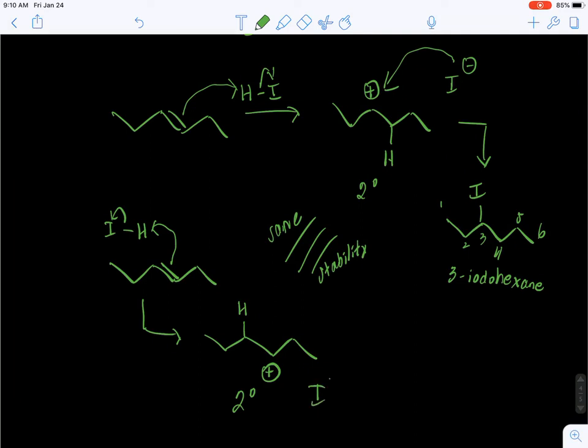Now, this iodide here can attack the positive charge of the carbocation, and then what that gives me is iodine attached to the secondary carbon. So if I were to name this, remember we always number from lowest to highest to position the substituent at the lower numbering. This would also be called 3-iodohexane.